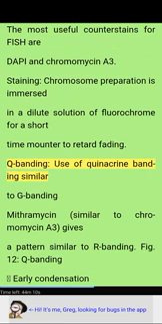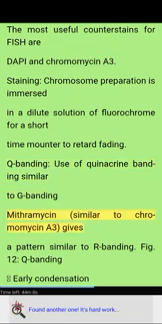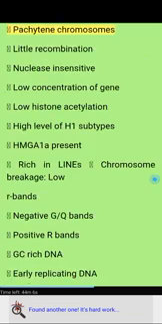Q banding, use of quinacrine, banding similar to G banding. Mithramycin, similar to chromomycin A3, gives a pattern similar to R banding. Figure 12, Q banding. Early condensation, tight packaging of chromosomes, little recombination, nuclease insensitive, low concentration of genes, low histone acetylation.